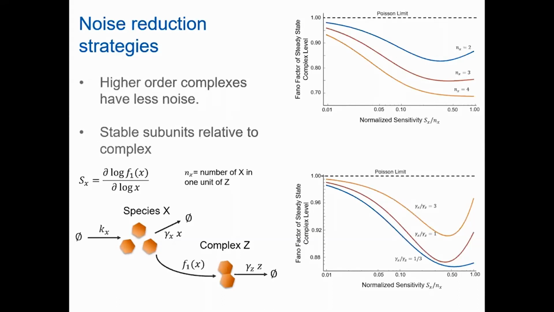We studied the effect of the order of complex on its noise. In other words, we asked whether dimers have different noise. We found that dimers have higher noise than trimers, which have higher noise than tetramers, suggesting that higher order complexes have less noise. Moreover, we also investigated the effect of relative stability of the complex with respect to its constituents. We found that the noise is less if the complex is unstable in comparison with its constituent.